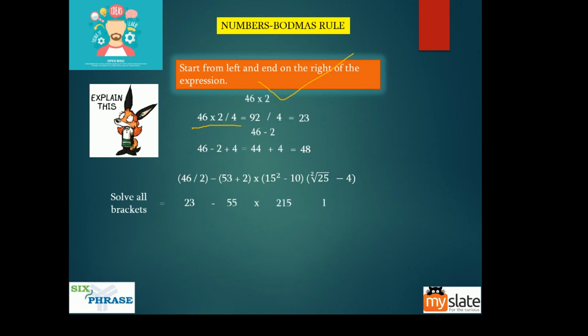Okay. Now what is it? You have a negative sign and a multiplication sign. So which one do you do first? You do the multiplication first, right? Because multiplication comes under the third precedence. Negative sign comes under the fourth precedence, right? So you do the multiplication.